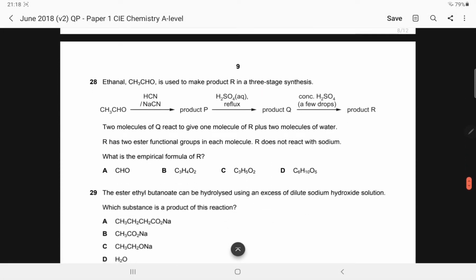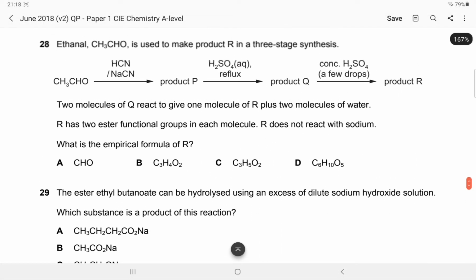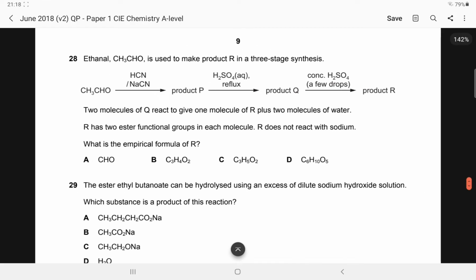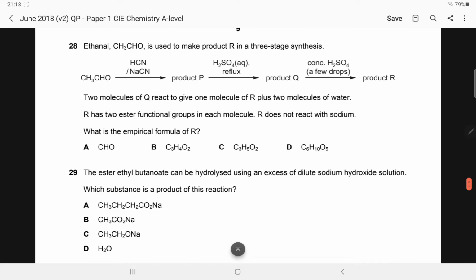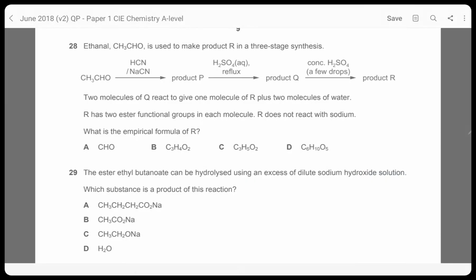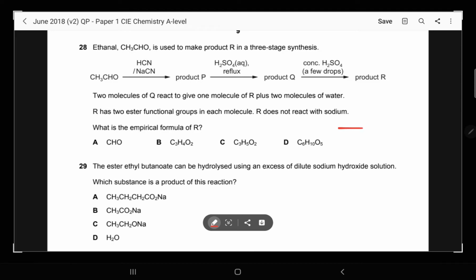Number 28. Ethanal CH3CHO is used to make product R in a 3-stage synthesis. So let's see what exactly happens in these reactions. CH3CHO reacts with sodium cyanide to produce CH3, C, the O group, this used to be a double bond O and an H. This gets replaced by an OH group on top and a CN group at the bottom. This is called a hydroxynitrile. So we get product P, which is a hydroxynitrile.